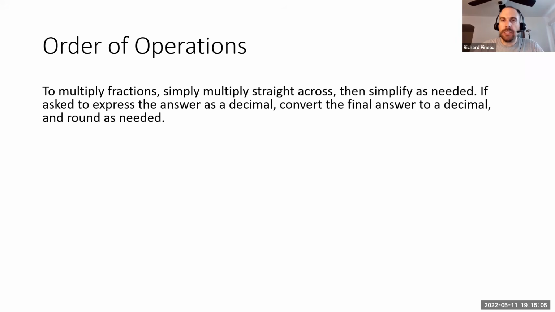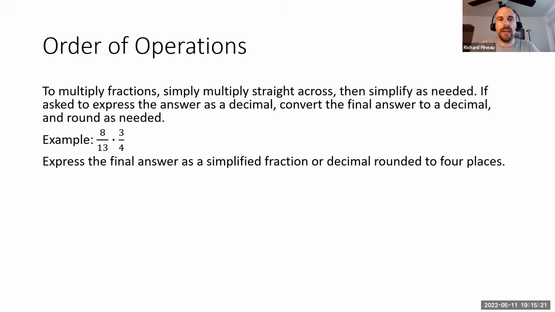To multiply fractions, simply multiply straight across and then simplify as needed. If you're asked to express the answer as a decimal, convert the final answer to a decimal and round as needed. So if we were asked to compute 8/13 times 3/4, and we want to express the final answer as a simplified fraction or decimal rounded to 4 places, this is something you might see in your homework. How do we do this?